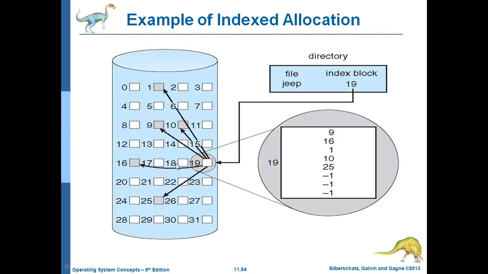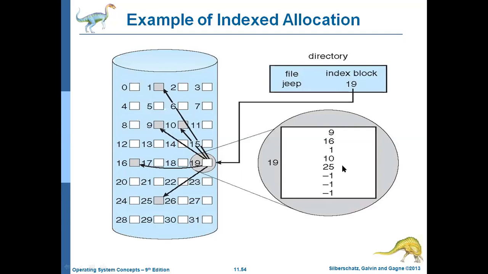At 19, it is referring to the index 9. It is referring to the index 16. It is referring to 1. It is referring to 10. It is referring to 25. Then I have -1. So -1 says ultimately it's the nil, pointing towards the null pointer. This is the end now.